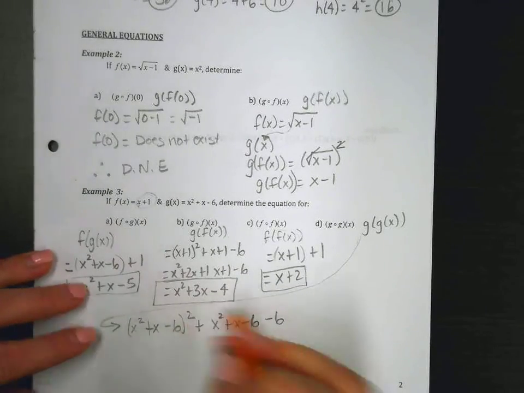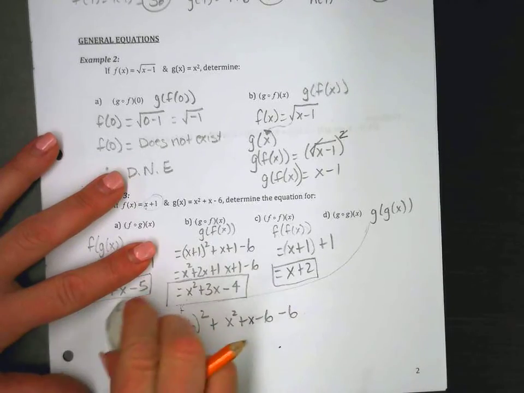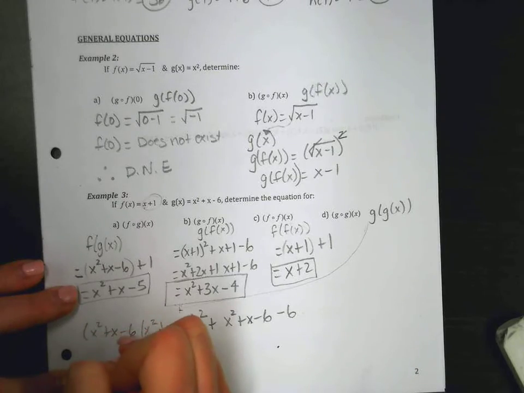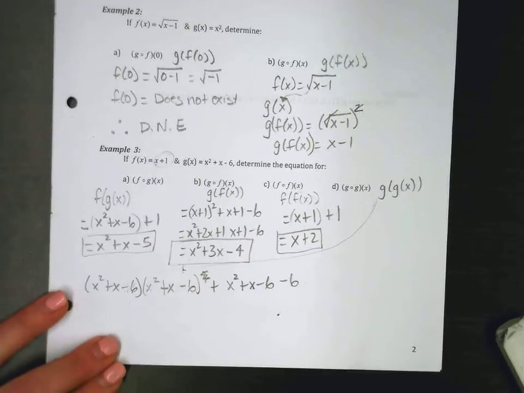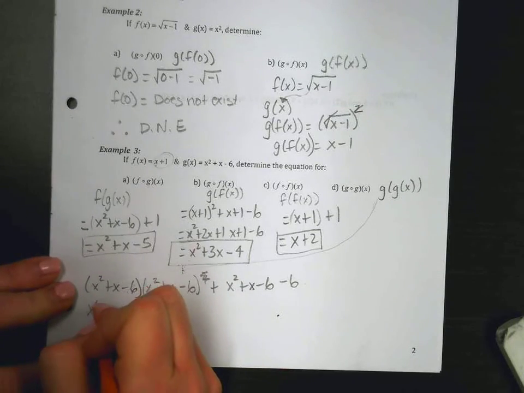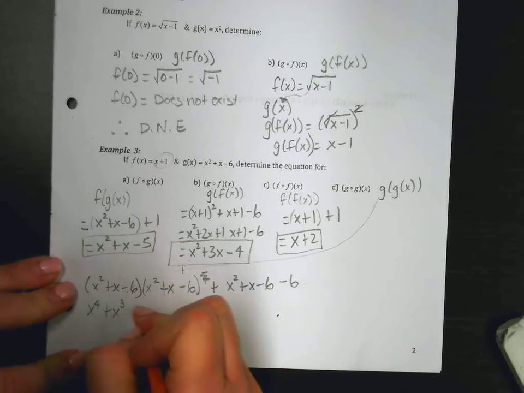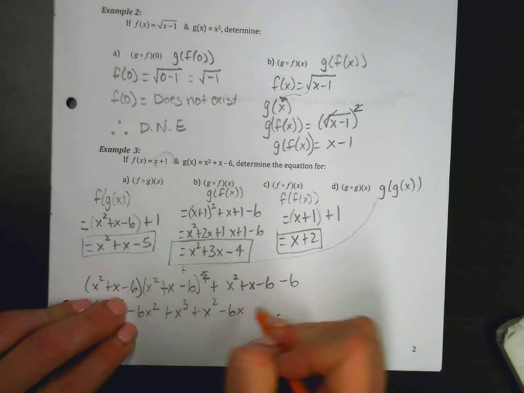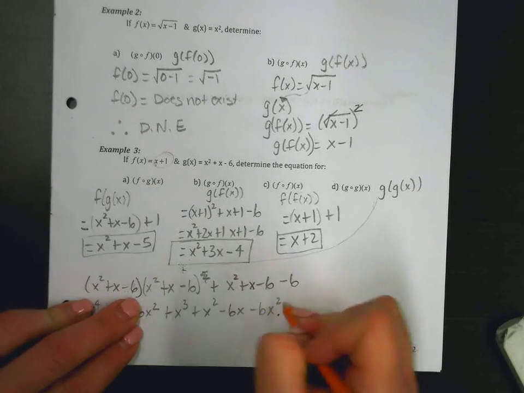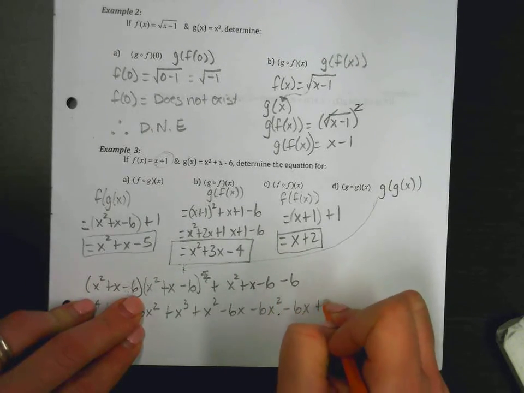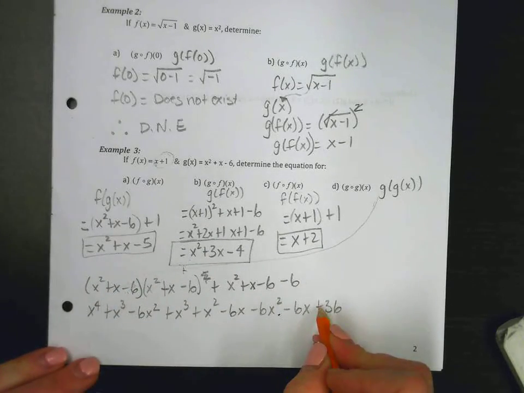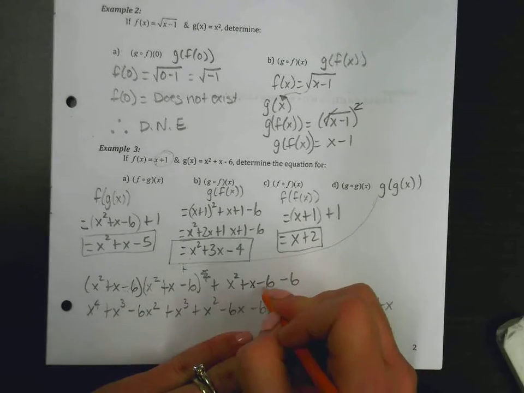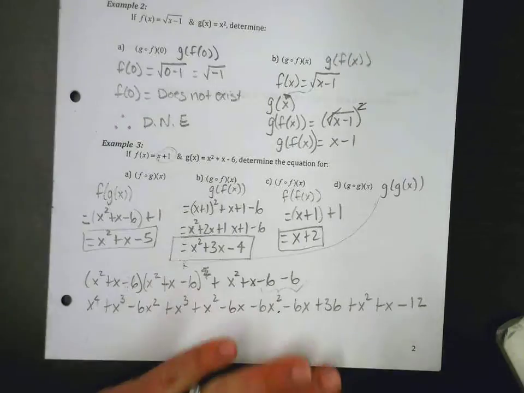So technically I have an x squared plus x minus 6. Really, I'm going to rewrite this as multiplied by itself. And I need to expand all of this through. So I get an x to the 4th plus x cubed minus 6x squared plus x cubed minus 6x squared minus 6x plus 36. So that's this entire expansion plus x squared plus x. I'm going to collect these right now, minus 12.